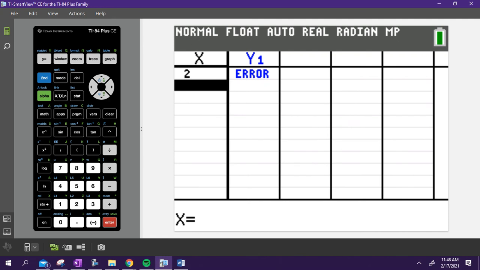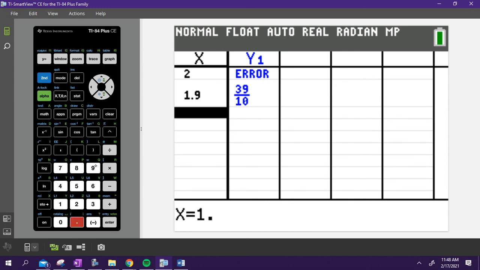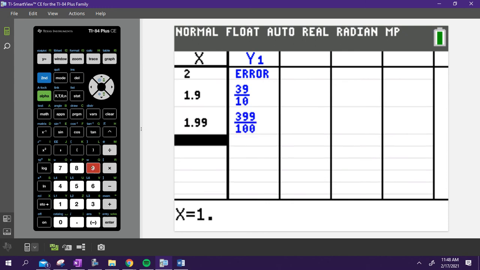So we're still doing the same process. I'm going to plug in numbers. All right, plugging in 2 didn't work. But what happens if I plug in 1.9 and 1.99 and 1.999?